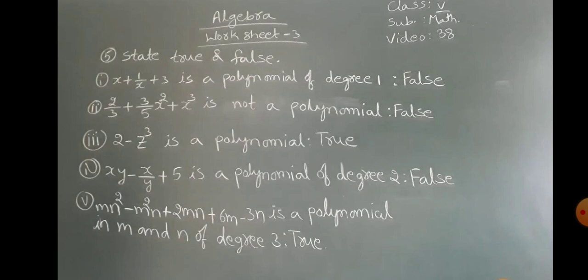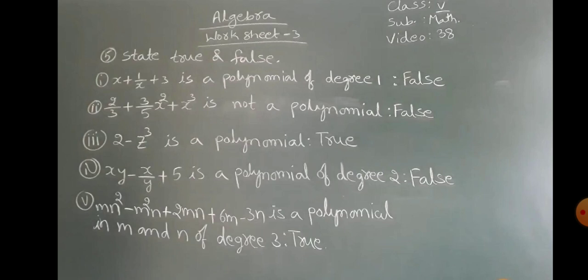Right? Now the second one, 2 by 3 is a constant, plus 3 by 5 x square. Here the power of x is a whole number, plus x cube. Here also the power of x is a whole number. So whole numbers are present as the powers of variables. That's why this expression is actually a polynomial. But in this sentence, it is given that it is not a polynomial. That's why this is a false statement.